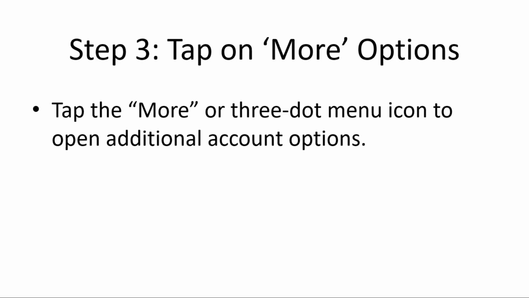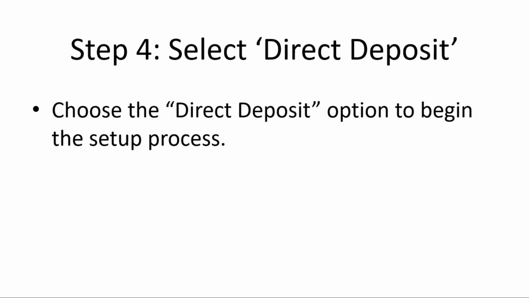From the Banking tab, look for the three-dot menu or the option labeled More. Tap it to view more features and settings. Scroll through the options and tap Direct Deposit. This is where you can start the setup process for automatic paycheck deposits.